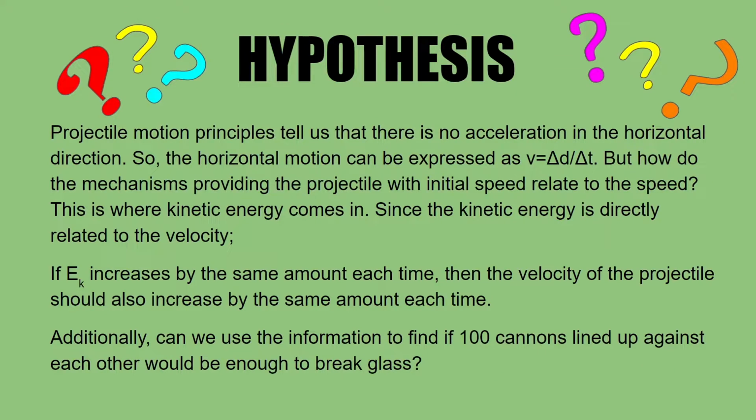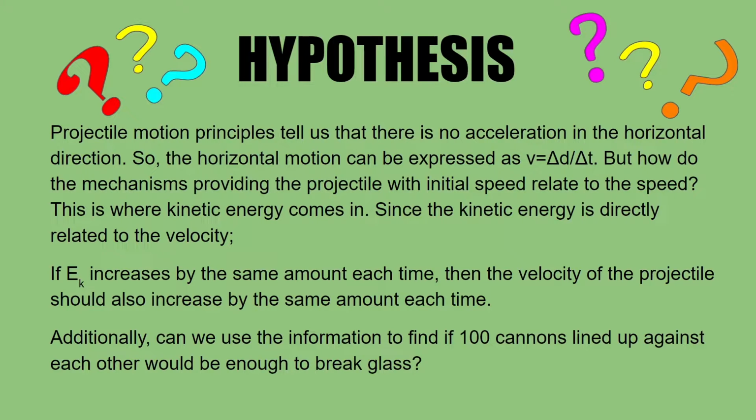Based on that information, we came up with a hypothesis about the energy supplied to a projectile and how that affects the velocity of the projectile. Since there's no horizontal acceleration, all of the projectile's horizontal velocity must come from initially supplied kinetic energy, right? So, we want to measure if the kinetic energy will behave as we expect it to, which is that if we increase it by the same amount each time, then the velocity of the projectile should also increase by the same amount each time because they are proportional to each other.